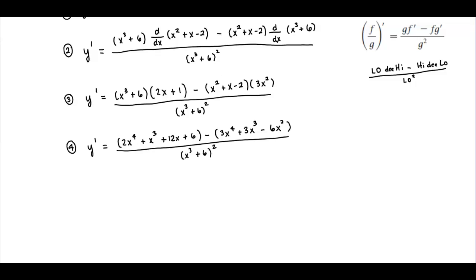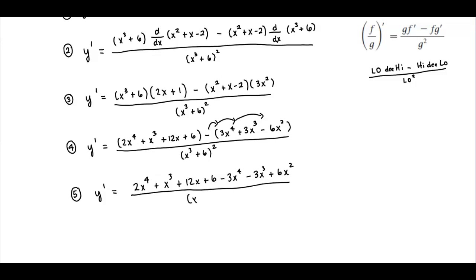Okay, now we can go ahead and combine like terms. So in our numerator, we end up getting 2x to the 4th plus x cubed plus 12x plus 6. We're going to distribute the minus sign to all three terms. So we get negative 3x to the 4th minus 3x cubed plus 6x squared, divided by x cubed plus 6 squared.